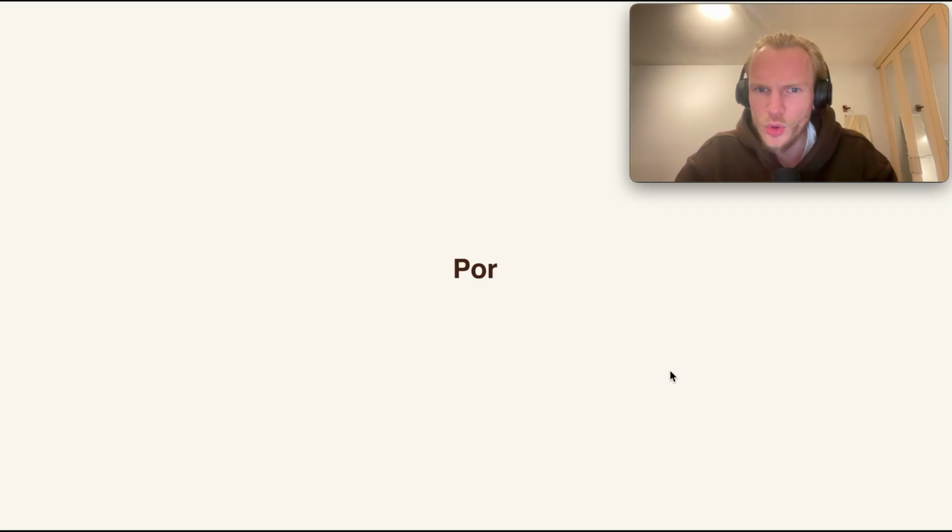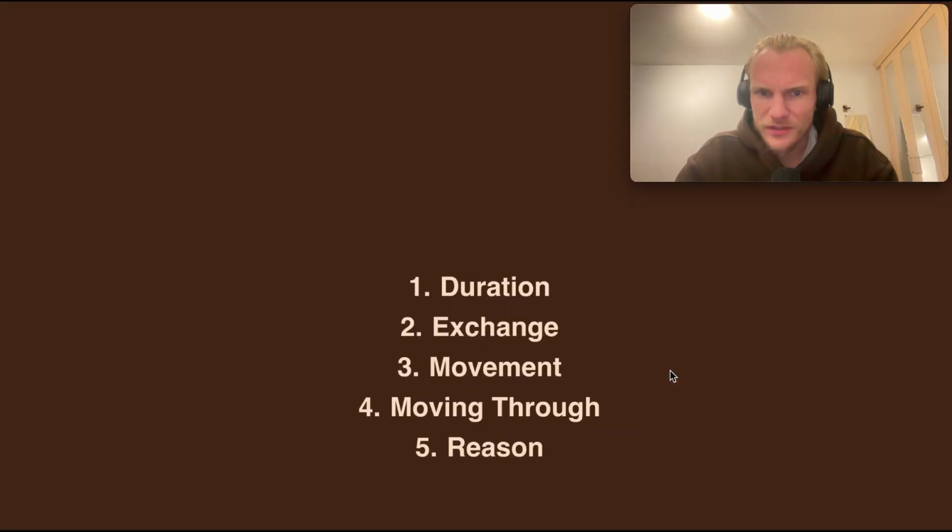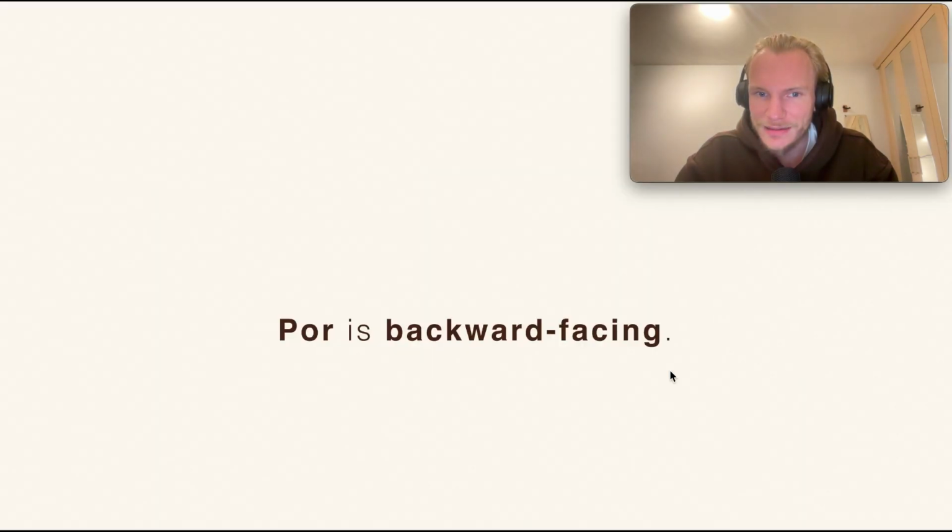Now let's look at por. And por is used for duration, it's used for exchange, it's used for movement, this idea of moving through, and for reason. And por is a backward-facing word.